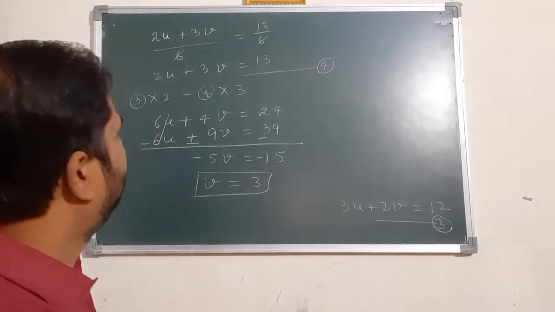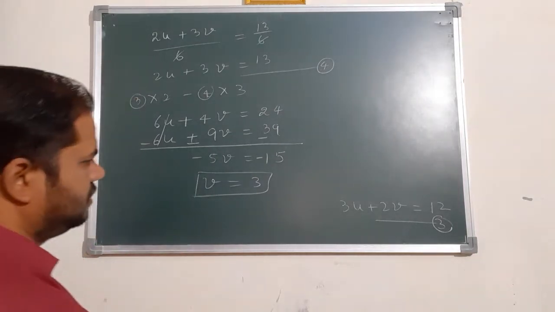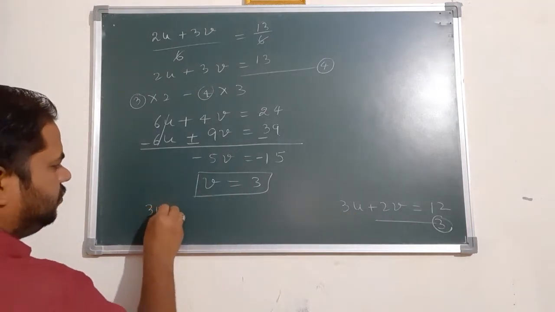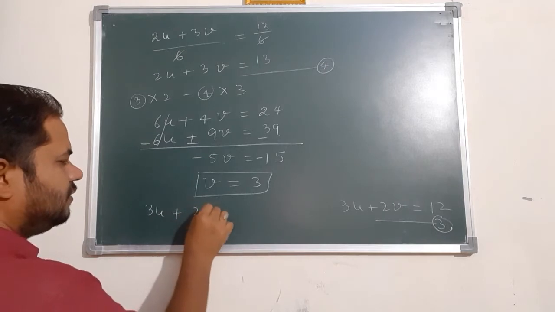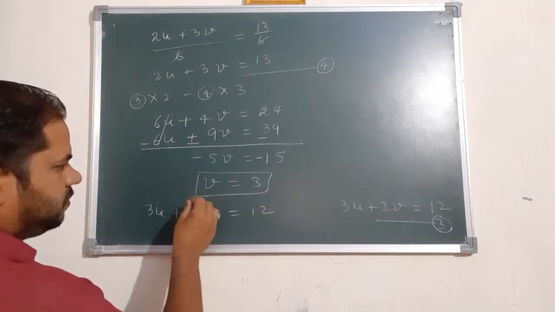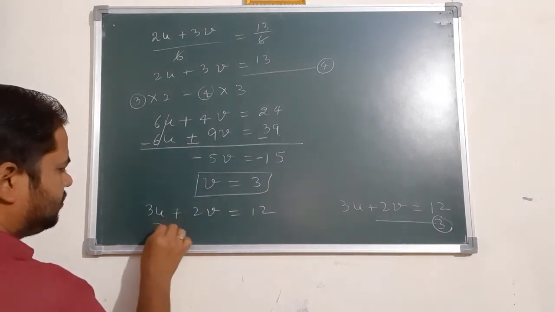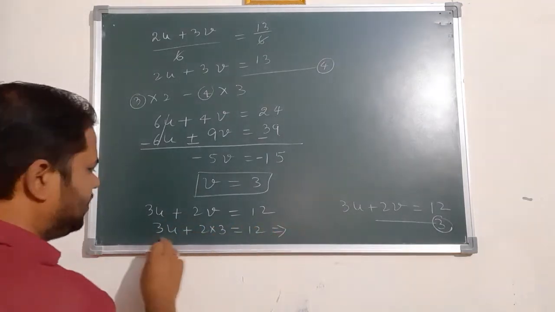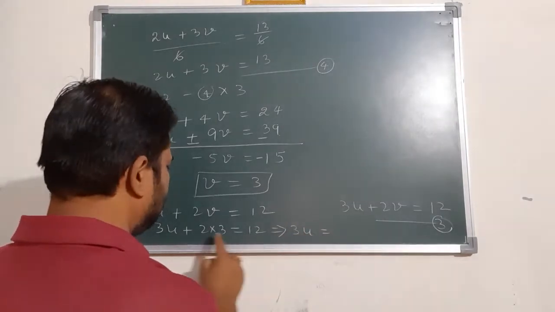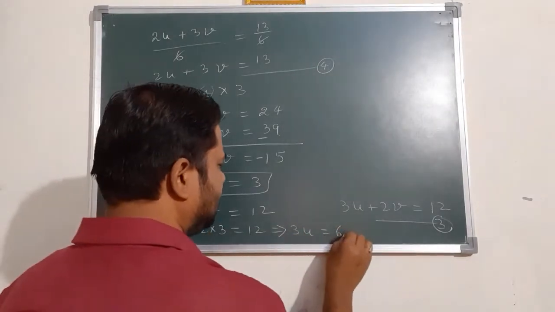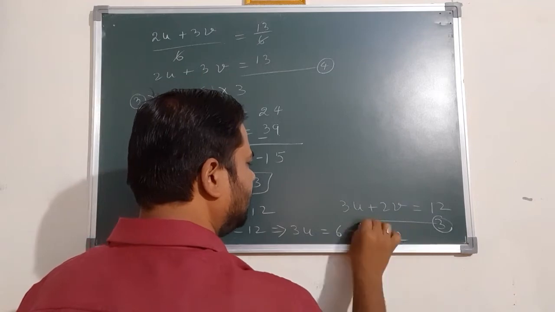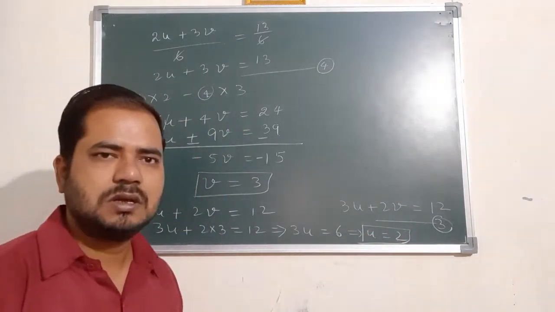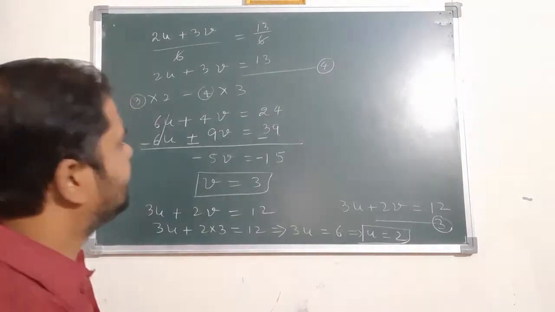From this we find the value of u. Take any one equation, suppose equation 3: 3u plus 2v is equal to 12. Since v is equal to 3, 3u plus 2 into 3 is equal to 12, which implies 3u is equal to 12 minus 6, so u is equal to 2. So the values are u is 2 and v is 3, and afterwards we replace the values.